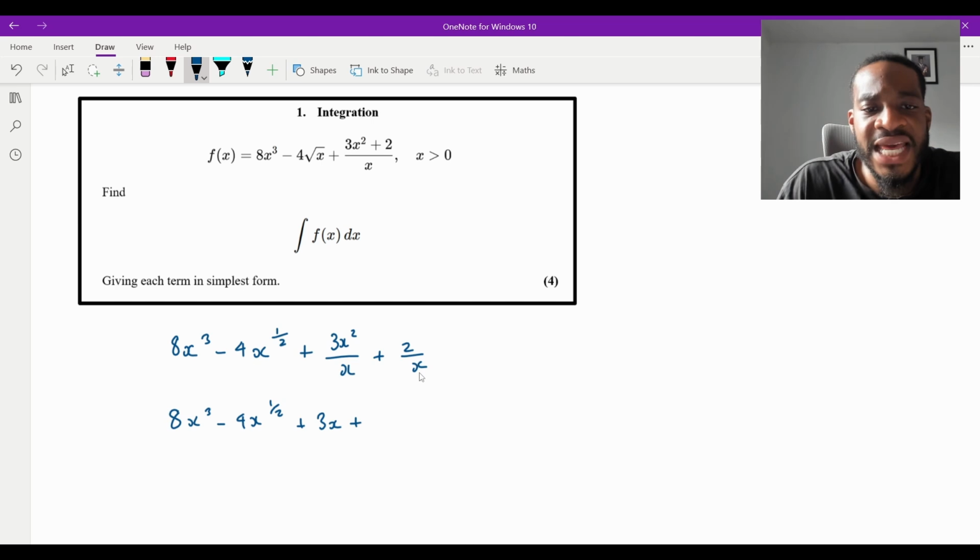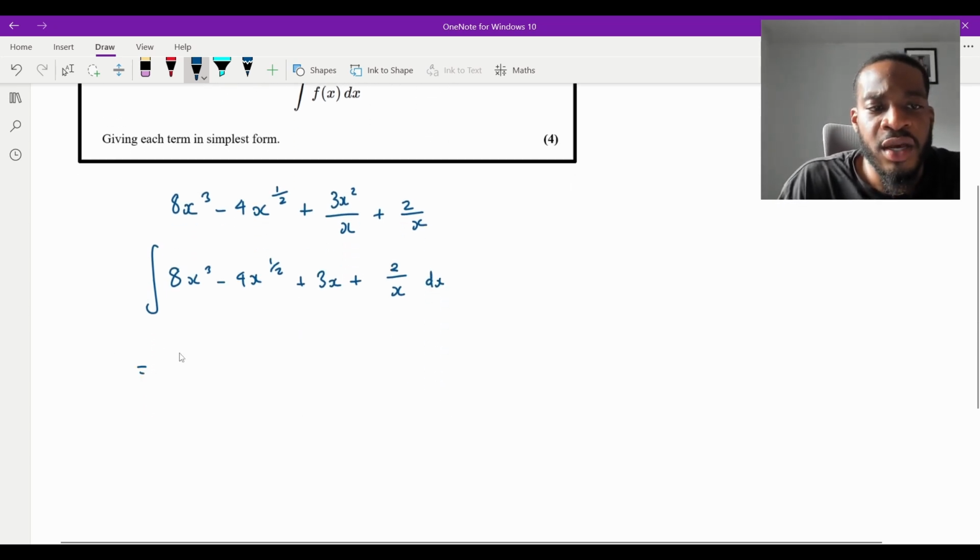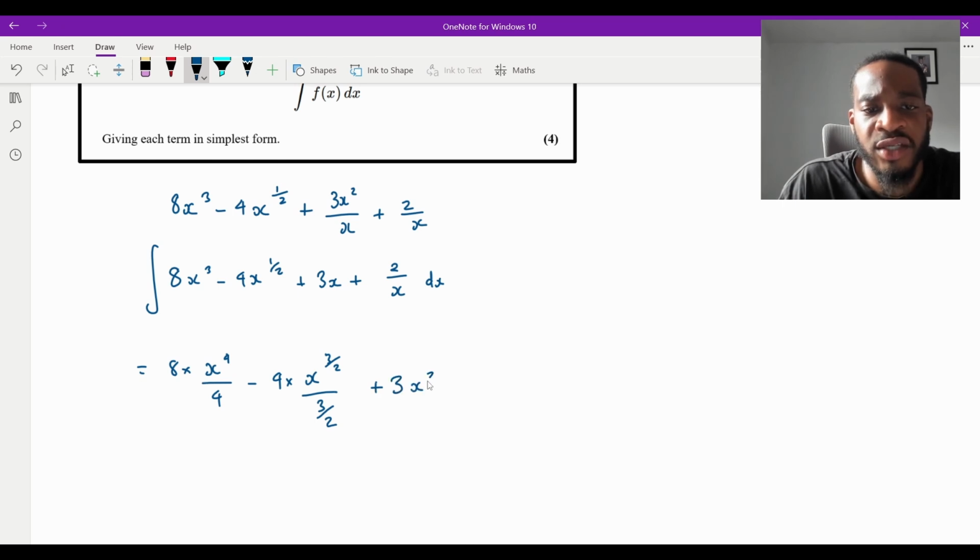And this one I'm going to leave as a fraction, because we can see quite clearly this is going to be a natural logarithm when we integrate it. Then I'll put the integral sign and dx, and now we can go ahead and integrate. The first one is going to be a multiplied by x to the power of 4 divided by 4: add 1 to the power, then divide by the new power. This one is going to be minus 4 times x to the power of, add 1, 3 over 2, divided by that power, 3 over 2. Then plus 3, and that's just x squared over 2, isn't it? And then as I said before, the integral of 1 over x is ln of x, so this is going to be 2 ln of x.